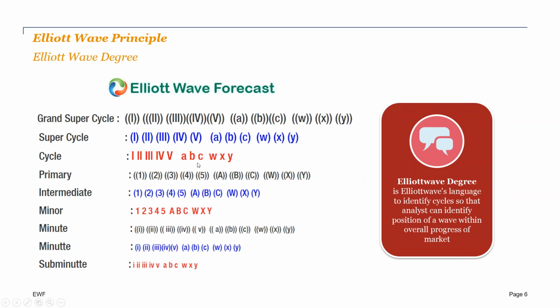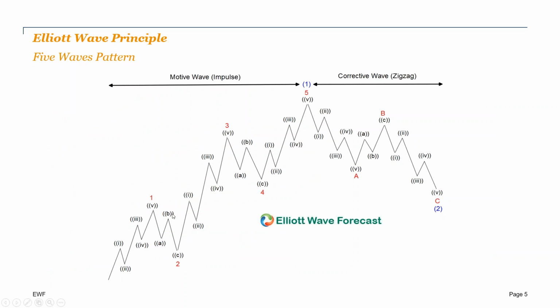This is one of the most important things. If you understand these different degrees, lower degree, higher degree, and so on, then you will be able to understand and make sense of the chart, and you will be able to start reading the charts. Right? You notice here the blue 1 and 2. And why are these 1 and 2 in blue? Because you notice this blue color 1 is subdivided into 5 waves, right?